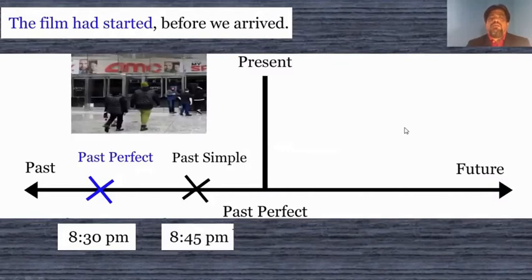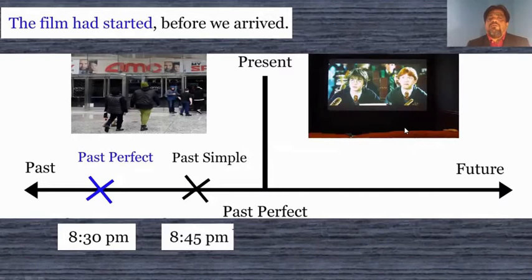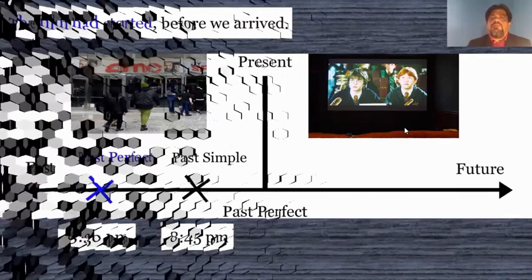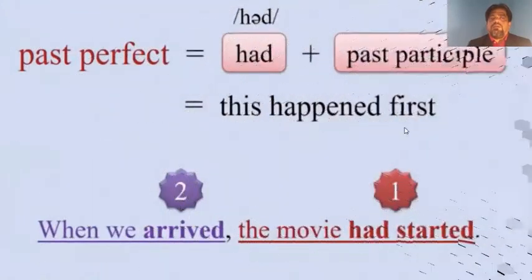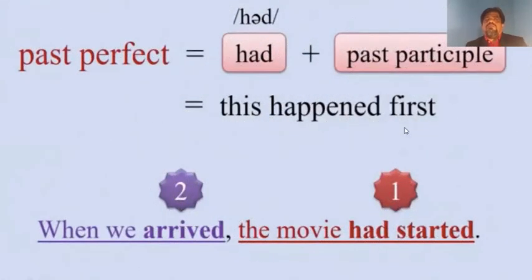So the movie started first. That could be the thing that happened first. Therefore, we should write the film had started before we arrived. The film had started before we arrived. Had started. And that must be the usage. Let us now go further.